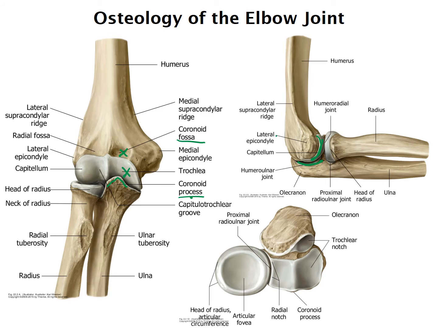And likewise, the head of the radius, shown here, articulates with the capitulum of the humerus, which is a ball or knob-like structure at the distal end of the humerus. The radial fossa, located just proximal to the capitulum, receives the head of the radius when the forearm is in full flexion.